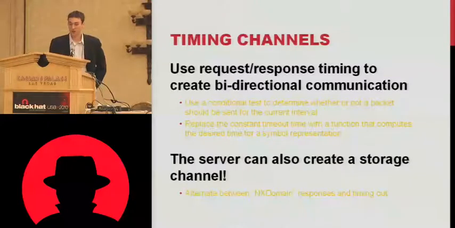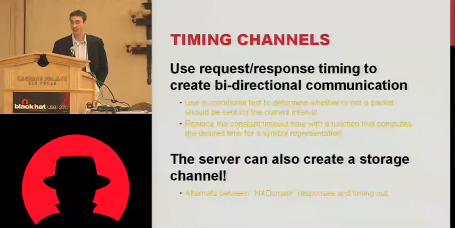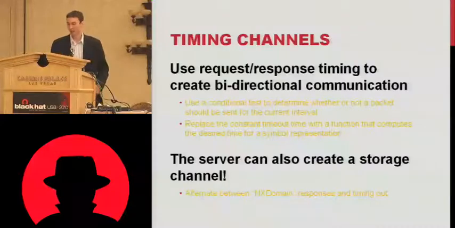Now, for bidirectional communication, the first technique you can use is timing channels. You're able to use a conditional test to determine whether or not a packet should be sent for a current interval, or once again, you can replace in that set timeout call where I had set timeout every second, you can replace that second with a function that generates how long a timeout should be to represent some symbol that you're wanting to send out. And you can use that for communication. And once again, for the reply back from the server, you can just calculate how long that reply took and then use that to determine what symbol was sent back from the server. This isn't going to give you a lot of bandwidth, but it's easily going to give you enough for things like reliability and sequencing and things like that.